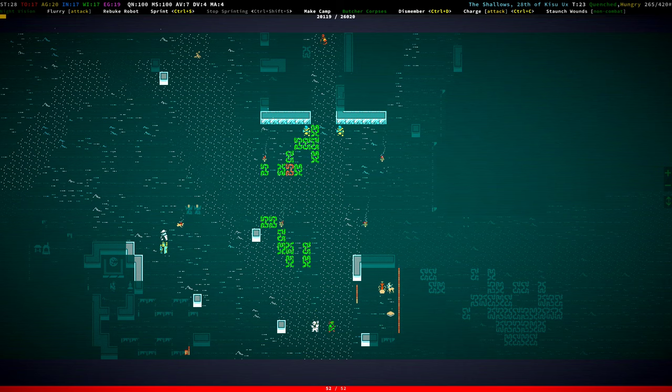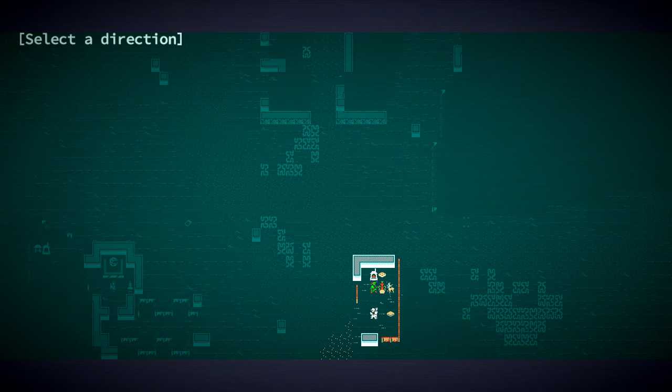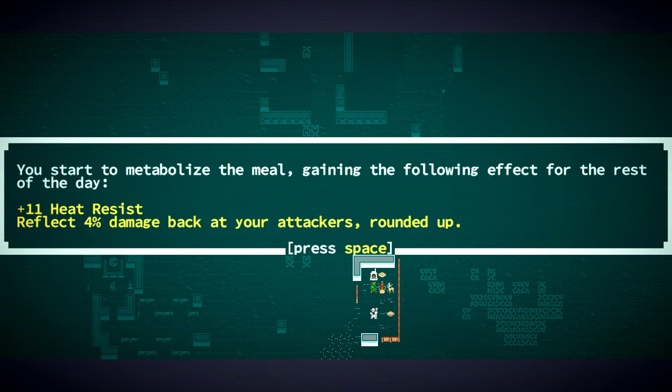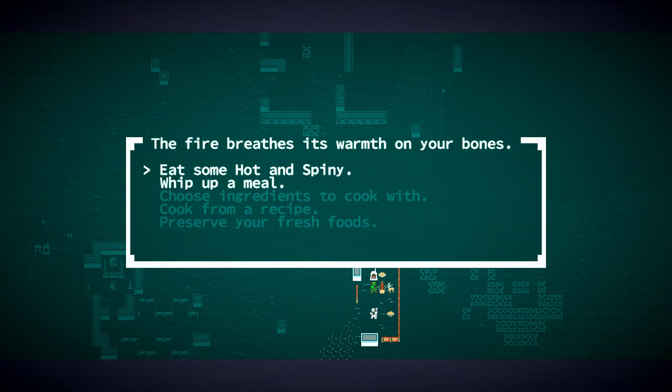Okay. Cool. And this guy will give us another quest. First, let's eat here. We are hungry. Hot and spiny. That's nice. That's a very nice meal. What was that called? Hot and spiny.